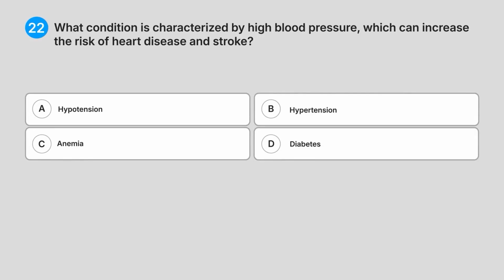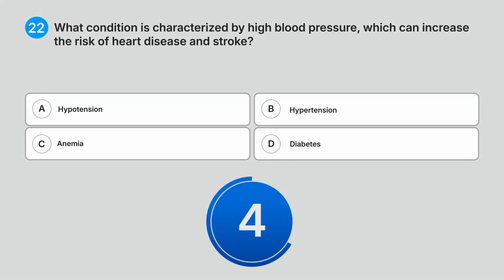22. What condition is characterized by high blood pressure, which can increase the risk of heart disease and stroke? A. Hypertension. B. Hypertension. C. Anemia. D. Diabetes. Can you guess the answer?